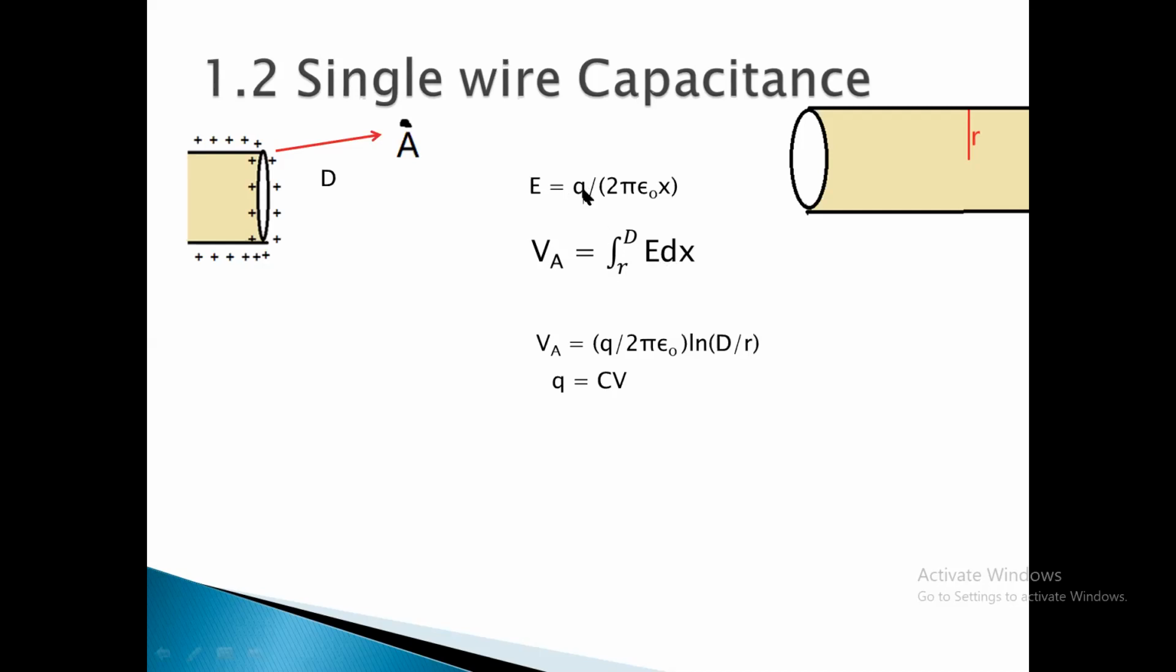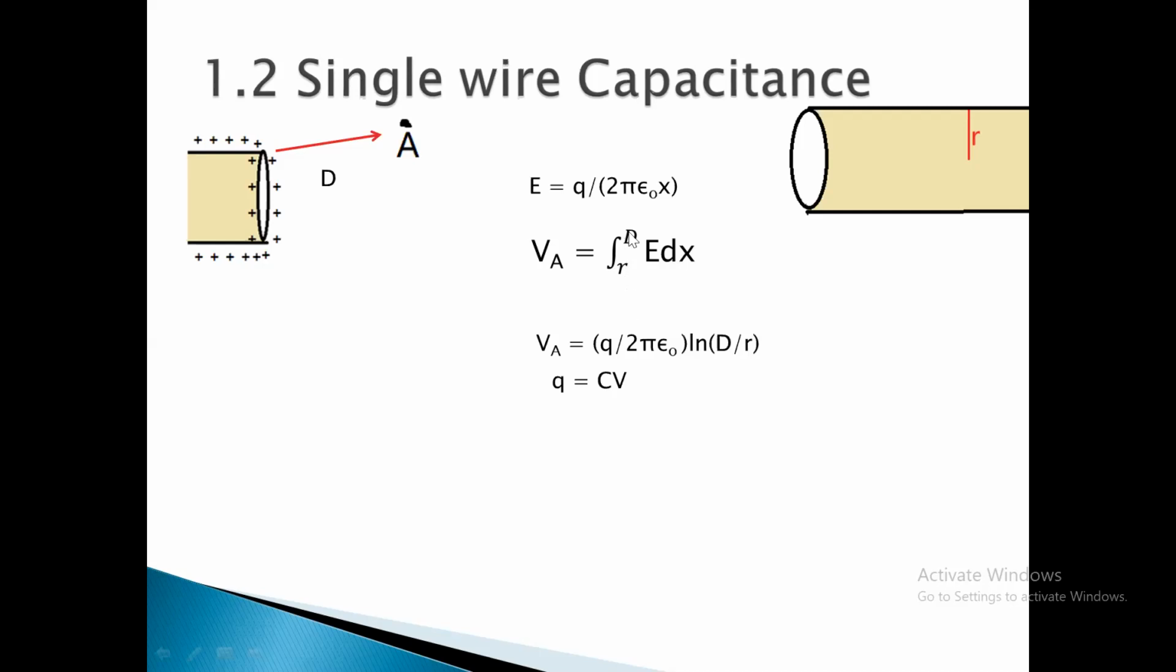I will put the value of Q divided by 2 pi epsilon naught into X. Here X is a distance. It may be 1 centimeter, 2 centimeter, 3 centimeter. I just took it as general, that at some point distance X. So I will take the integration from R to D.